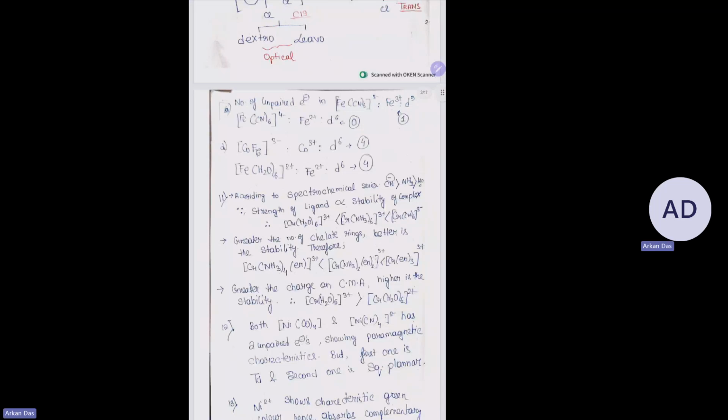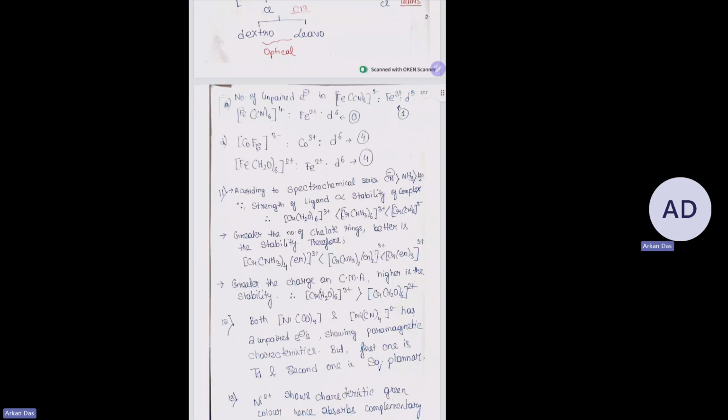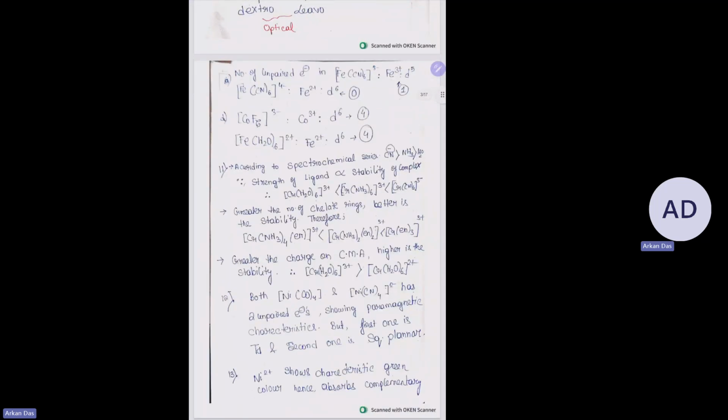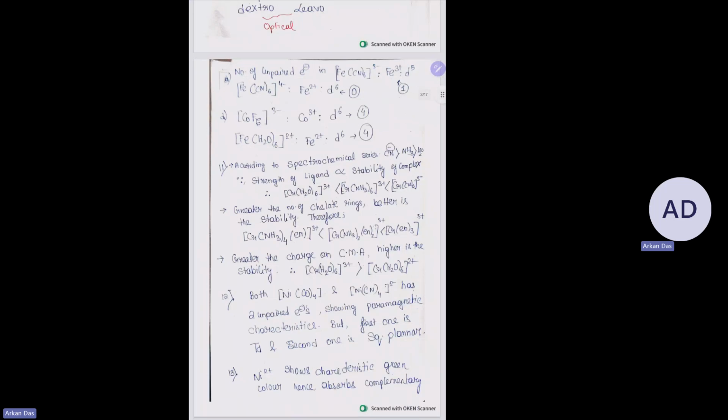One more thing also comes into the picture: chelate rings. I think we have heard about chelation. More the number of chelate rings, better becomes the stability. So in the first one, according to the ligand field strength, who will be the highest? CrCN6 3 minus shows the highest, followed by NH3 and followed by H2O. In case of chelation, more the number of ethylenediamine, more becomes the stability. So again, Cr(en)3, followed by Cr(en)2, and then Cr(en).